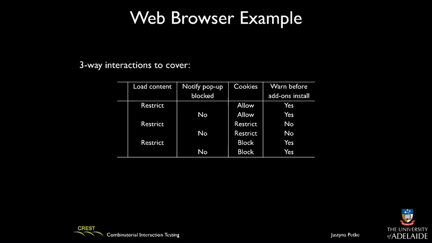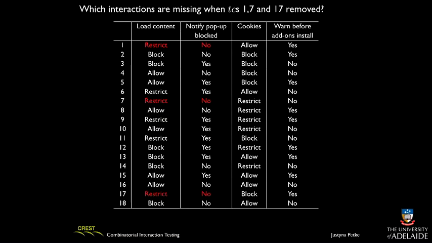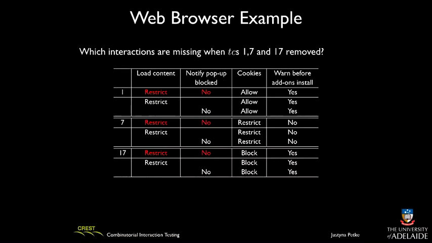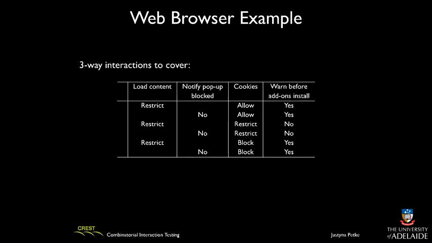Similarly for the next, where was it here? 7, restrict no. Once we drop this, we would miss out on 2 3-way interactions. Restrict no stays in both cases, and once restrict, once no. These are the 2 3-way interactions that we would drop. And the same again for 17. So we drop 3 cases, the red ones, but we would at the same time lose out on 6 of the 3-way interactions, which is not good. So these are the 6 that we are losing, once we drop 3 of the tests.